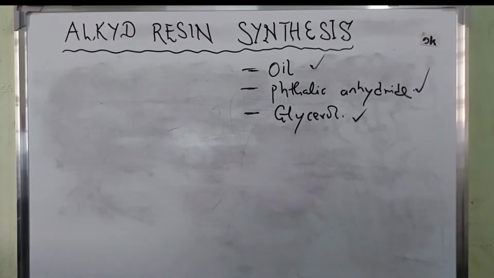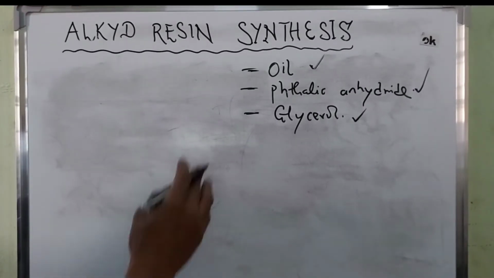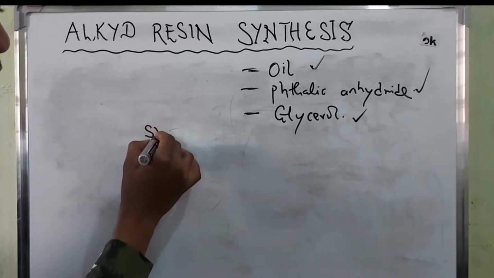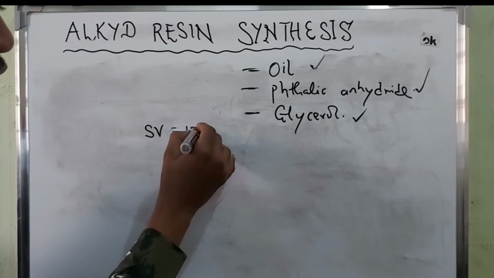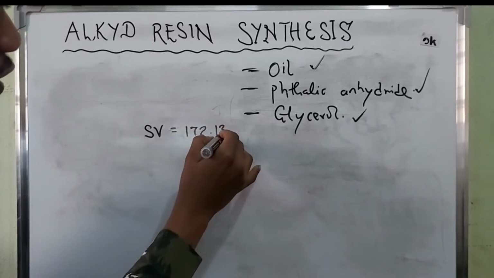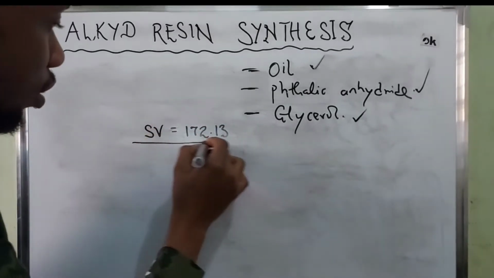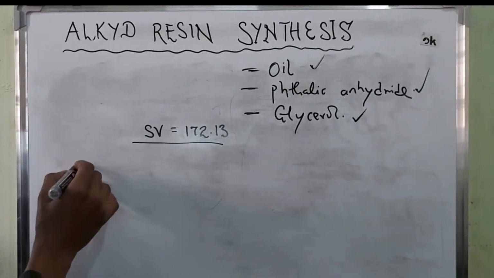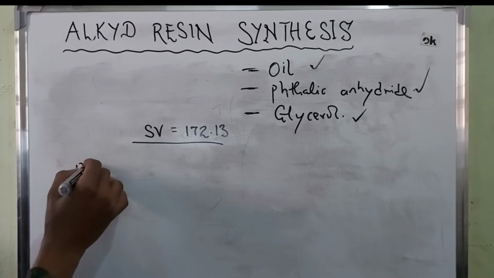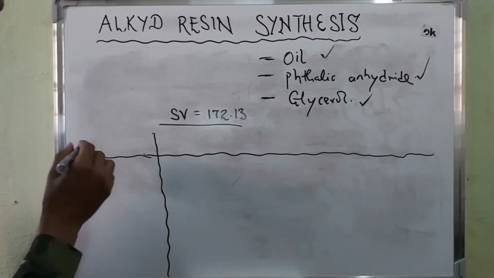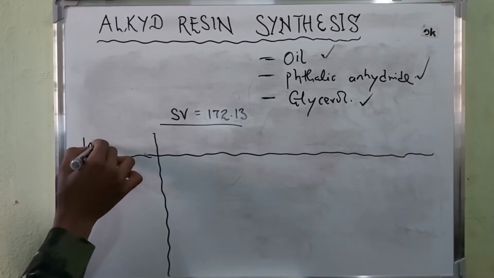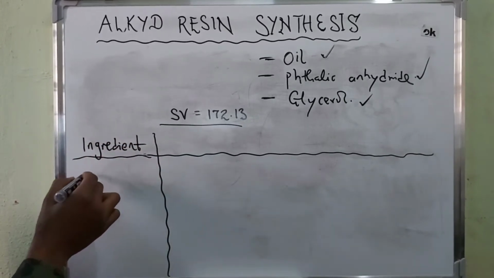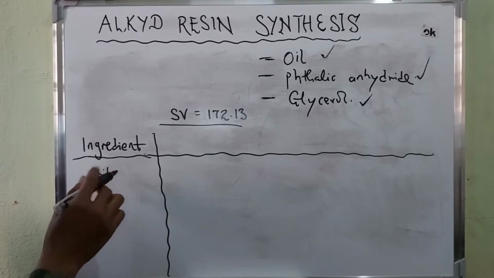So we have these reagents that we will be calculating to employ in the synthesis of the alkyd resin. Now we're going to make a table like this. We have the saponification value of the oil. We already know it's 172.13 for the oil I'm employing. Okay, this is an example. Let me make the table. Sorry, let me call it our ingredients or our reagents. So we have the oil, which is our drying oil.